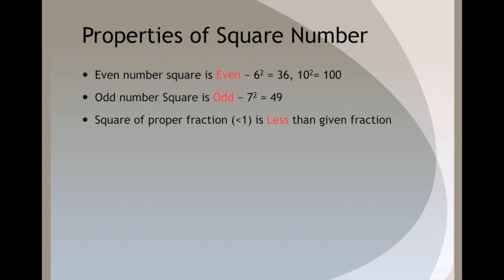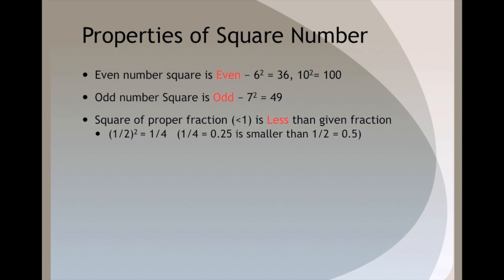square of a proper fraction is less than the given fraction. What does it mean? What is a proper fraction? The proper fraction is the fraction which is less than 1, or we can say the numerator is always smaller than the denominator. That is a proper fraction. Let us take an example to understand it better. For example, 1 by 2. 1 by 2 is a proper fraction because 1 is smaller than 2, so the numerator is smaller than the denominator.